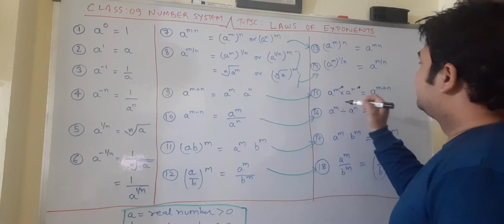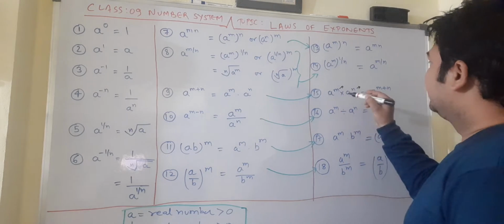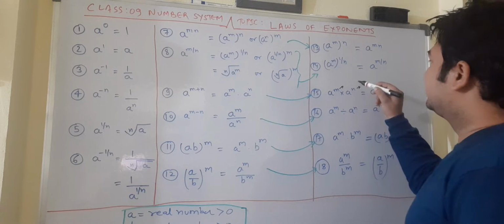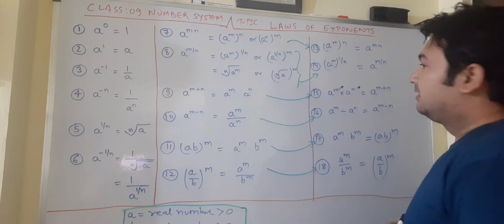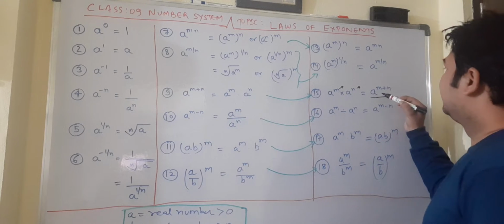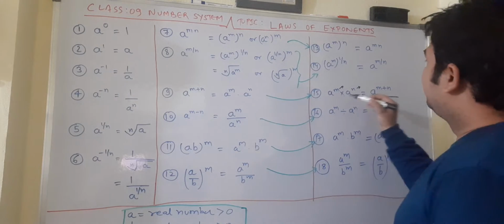So here a is the base and it has an exponent m, and it is multiplied by another a which is a base raised to the power n, which is its exponent. In that case, what do we get? a will be the base and the exponents will add up.